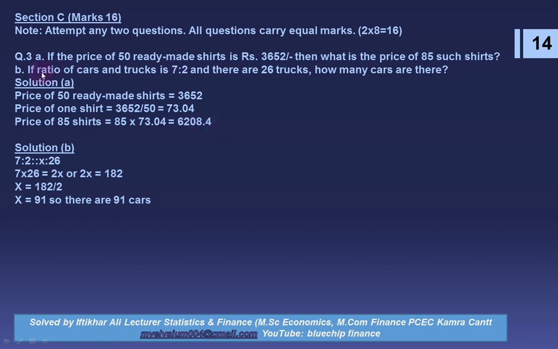And solution B. If the ratio of cars and trucks is 7:2 and there are 26 trucks, how many cars are there? Very simple. First, see the order. Cars' ratio is 7, trucks' ratio is 2, and the sum is simply 7 plus 2, 9, and there are 26 trucks.